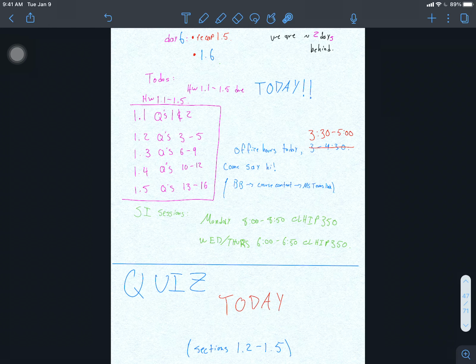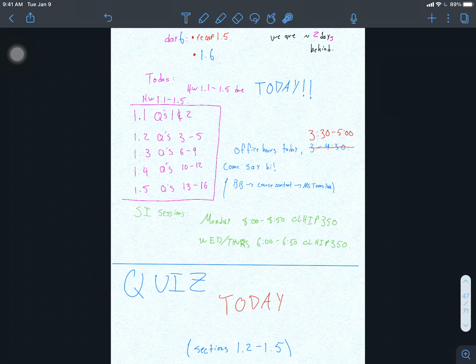So today we're going to recap what I said at the end of section 1.5 last time, because I felt like I had to rush there at the end of last lecture. So I want to recover what I was talking about there. And then we're going to talk about section 1.6.